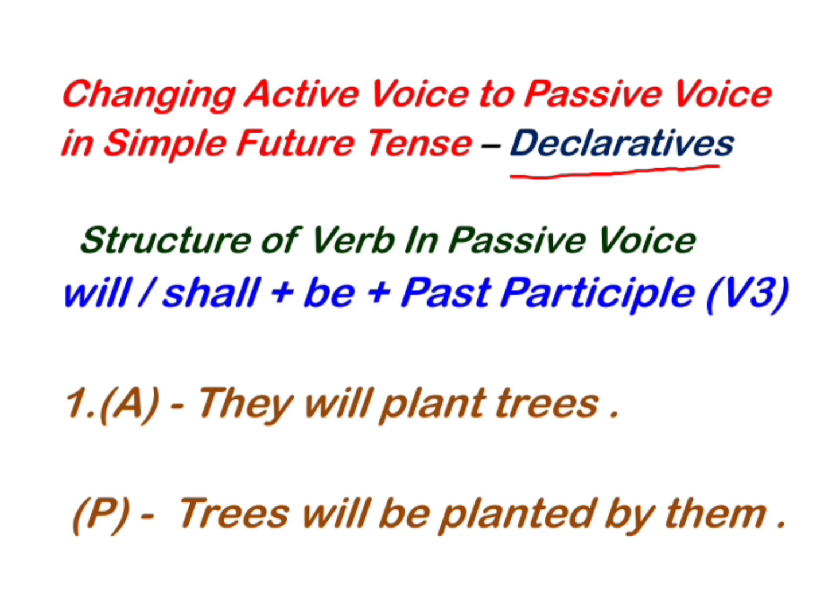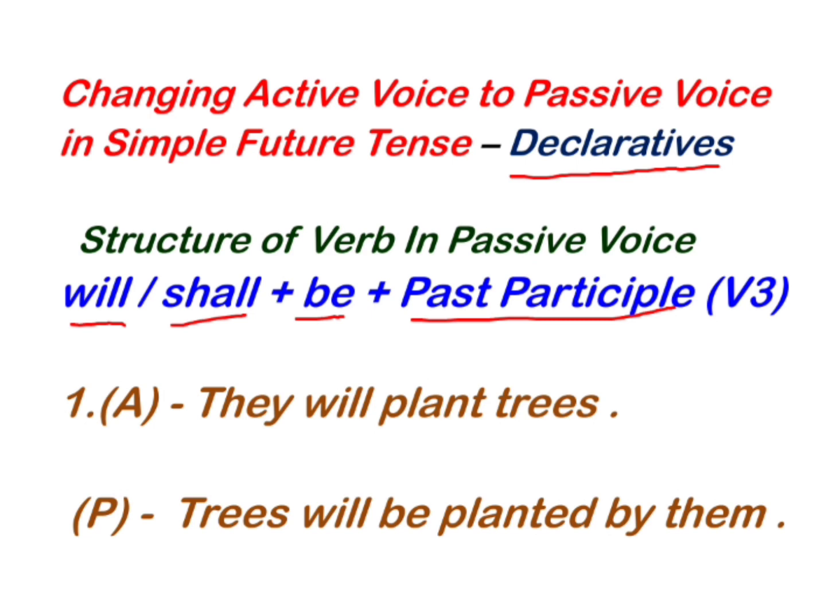First, let us see the structure of verb in passive voice for the simple future tense. The structure is either will or shall plus be. Be is the be form of verb for the future tense. Will and shall are modal verbs. We have 9 modal verbs, so we can use any of the 9 modal verbs to denote the future form. Be is the be verb for the future tense, and we use the past participle, which is otherwise called verb 3. So the structure of verb in passive voice is will or shall or any modal verb plus be plus past participle.